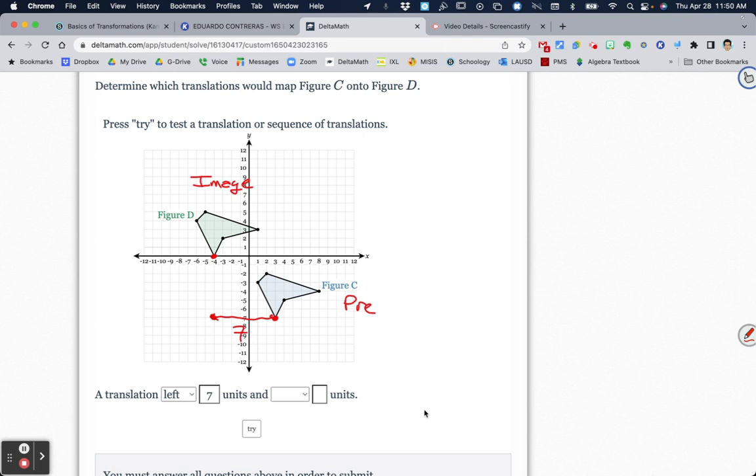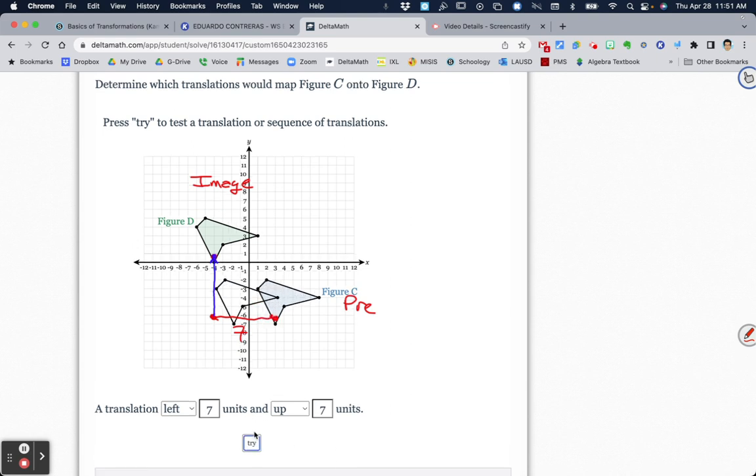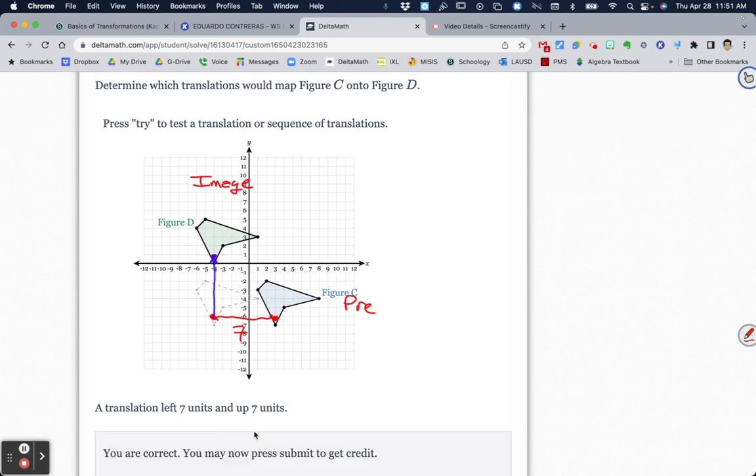And then we got to go up. How many spaces up are we going to go? We're going from, 7. You're right. We're going to go up 7 spaces. So up 7. Super easy. And then you give it a try, and it should map one onto the other. And if they overlap perfectly, you know you did it correctly. Okay. So let's go ahead and submit that.